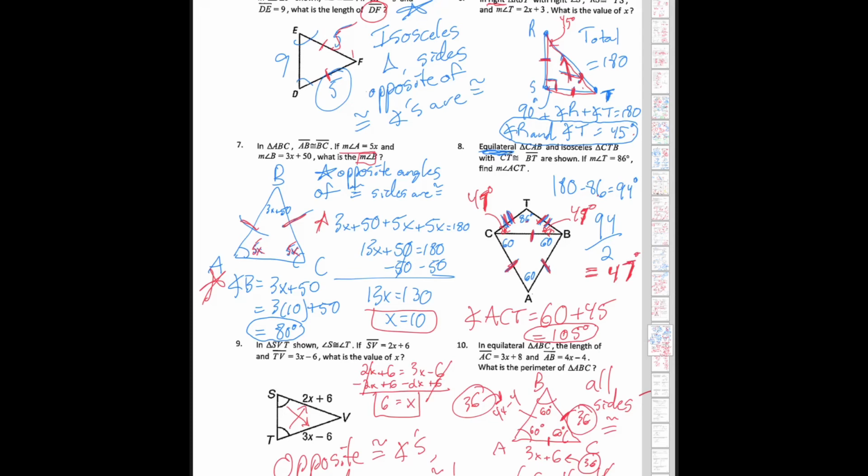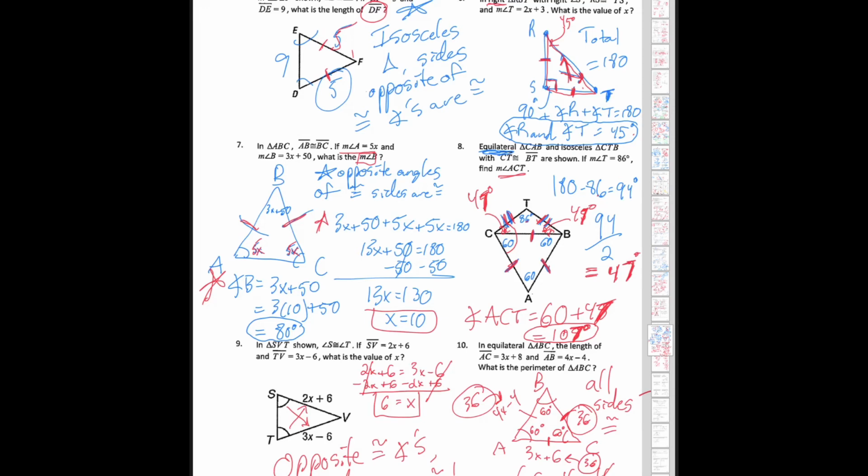When I do that, I add 47 and 60 because I'm looking for angle ACT. So this whole angle here. So I do 47 plus 60, and I get 107 as my angle ACT.